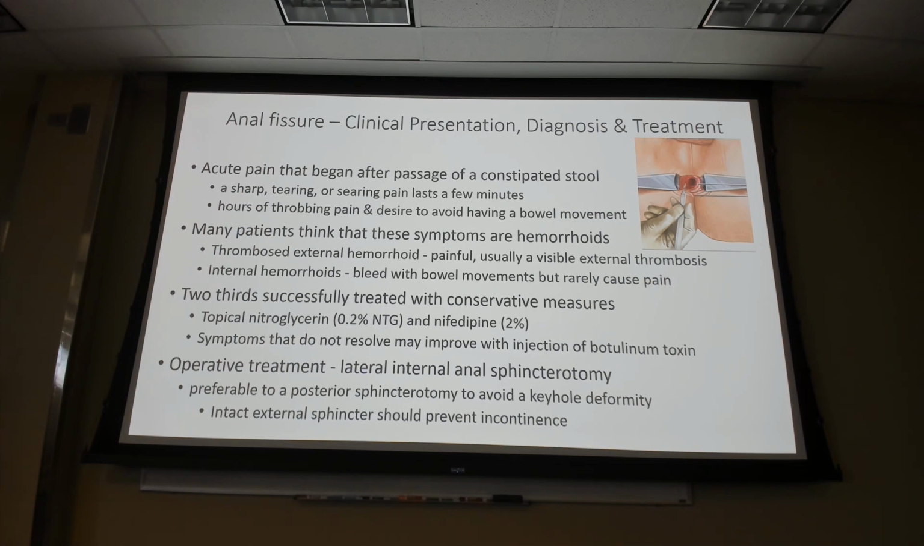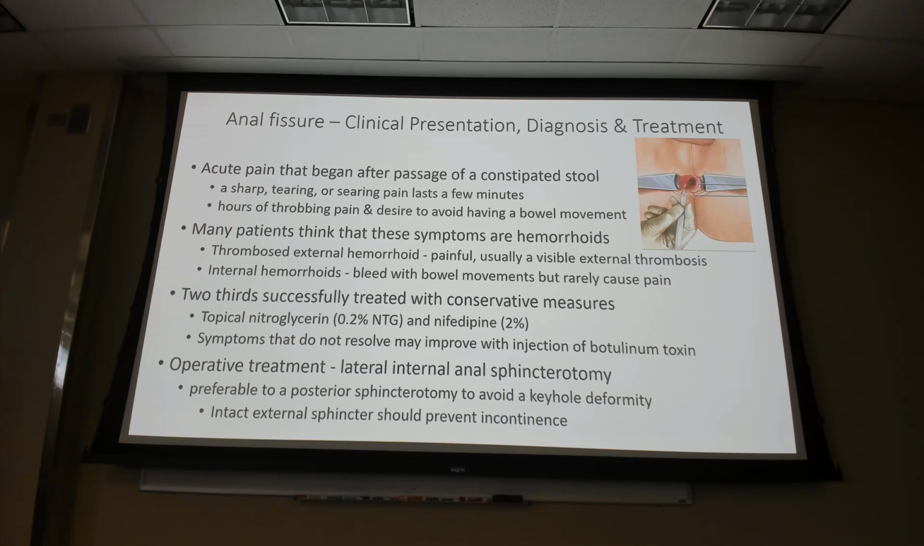All right. So yeah, typically that acute pain after a stool. They'll typically have some blood on the toilet paper. A lot of patients will think they have a hemorrhoid and they'll present with that. It's usually pretty easy to differentiate when you do the exam. Since most of them are that posterior midline, you can usually find the anal fissure.